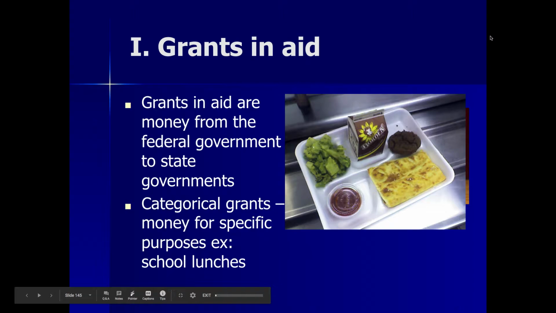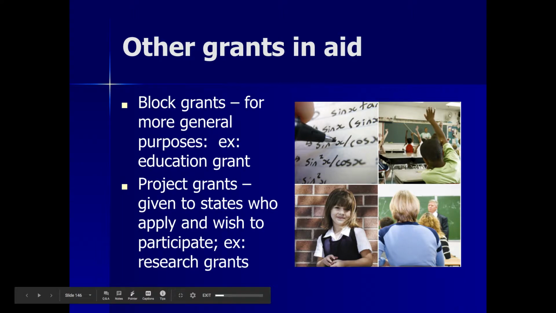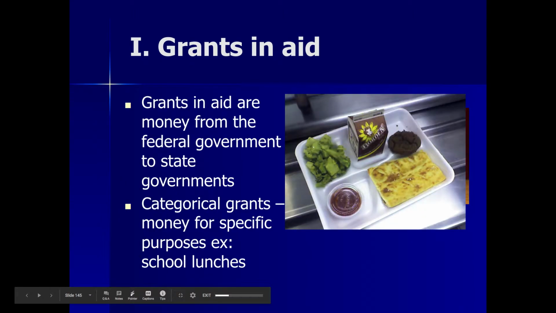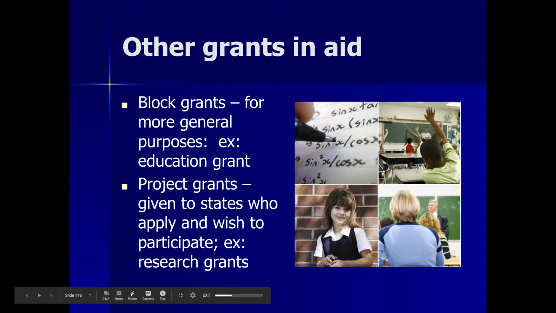So grants and aid. Remember what we said about grants and aid: the federal government, the national government, just gives money to the states. The first type, called categorical grants, is for specific purposes. Block grants are for more general purposes. So a categorical grant might be for school lunch, remember that Michelle Obama kind of thing, and block grants are for more general purposes.